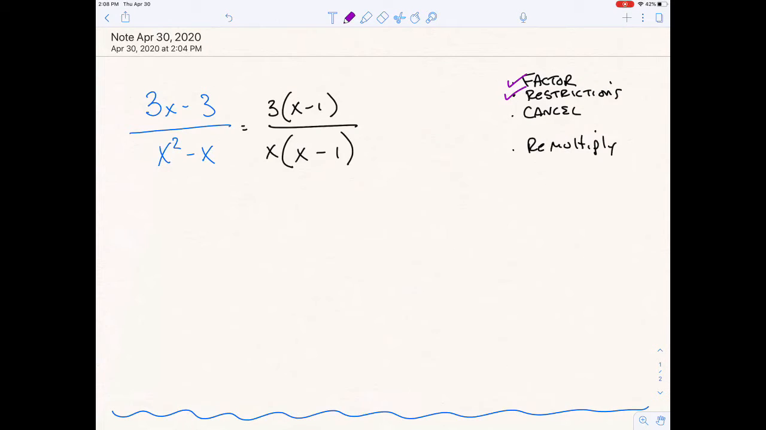Now, the idea behind a restriction is this. The denominator is not allowed, cannot equal 0. We're not allowed to have that thing equal 0. Because if the denominator equals 0, the whole problem falls apart. So we have to avoid that denominator being 0.